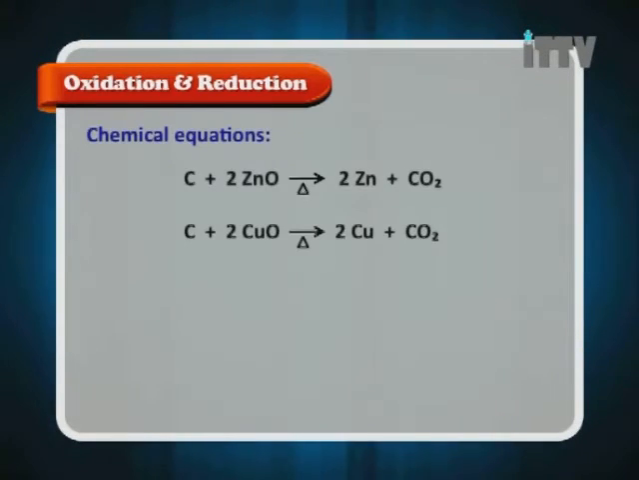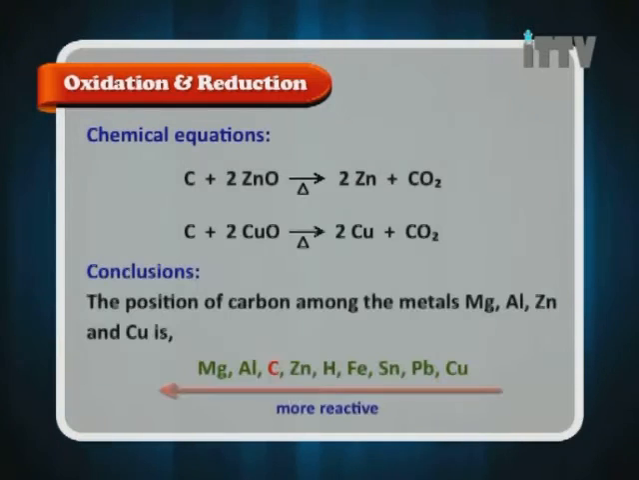So the chemical equations as shown would be that because carbon is more reactive than zinc, it's able to reduce zinc oxide to become zinc metal, and in the process, carbon is oxidized to carbon dioxide. Secondly, because carbon is more reactive than copper, it's able to reduce copper(II) oxide to copper metal, and in the process, carbon is oxidized to carbon dioxide.